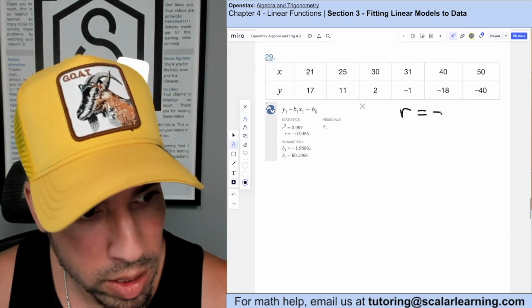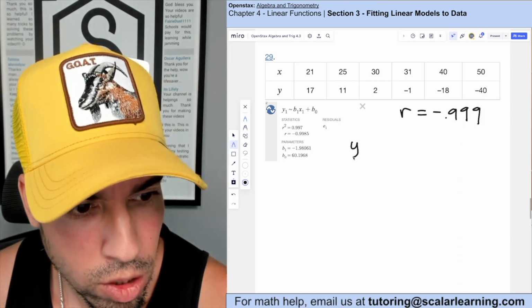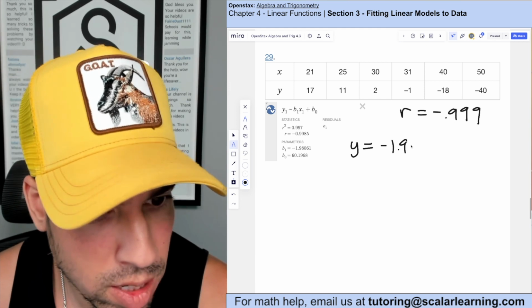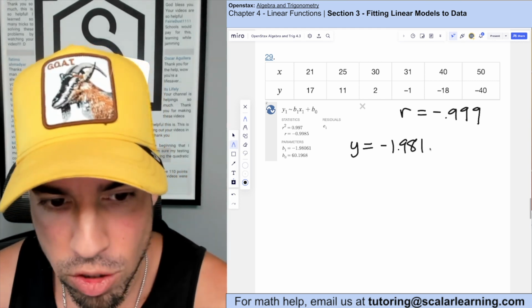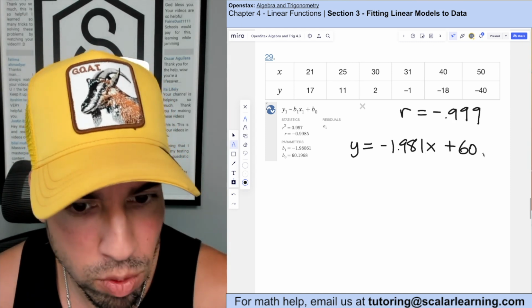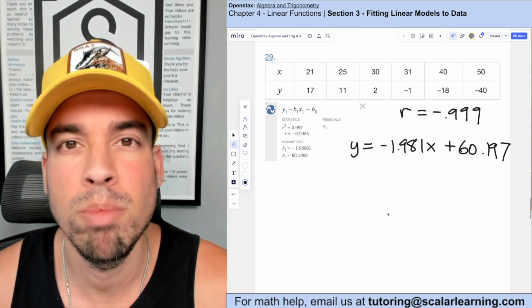So we have R equaling negative 0.999. And then for the equation, it's Y equals that B1, which is negative 1.981, rounded to the nearest thousandth, x, plus B null, which is 60.197, rounding that up. There's your answer. Boom, done.